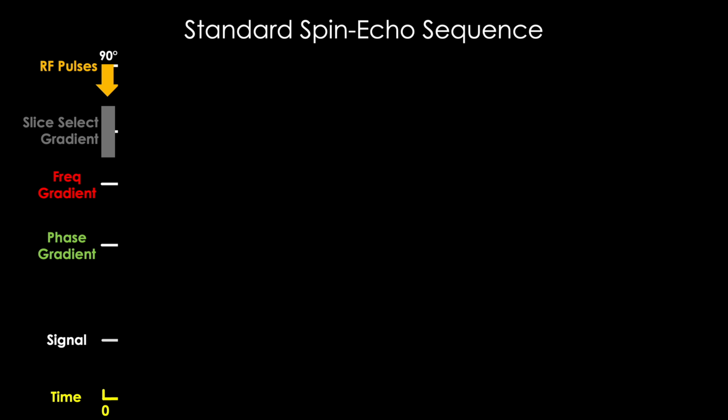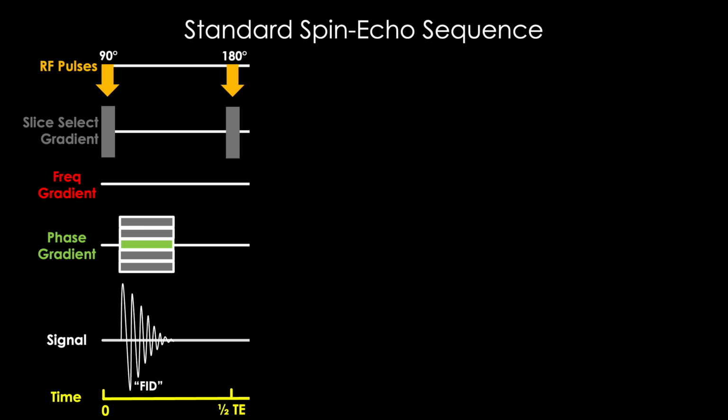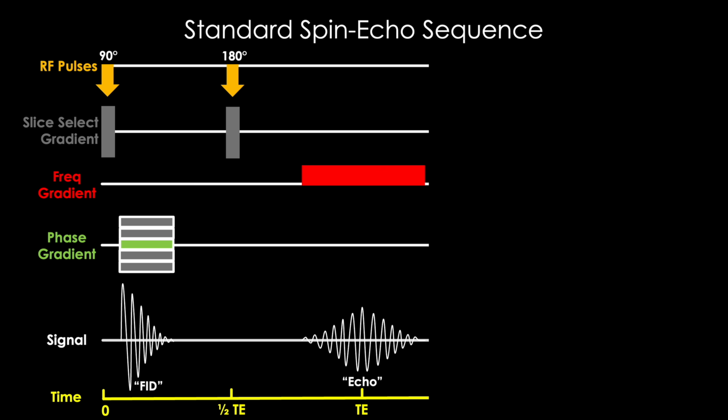Applying our slice select gradient and 90-degree RF pulse, generating our free induction decay signal, and once again applying a different phase encoding gradient, then our 180-degree rephasing pulse at 1/2 TE, generating our echo, on which we apply our frequency encoding gradient and record the signal.